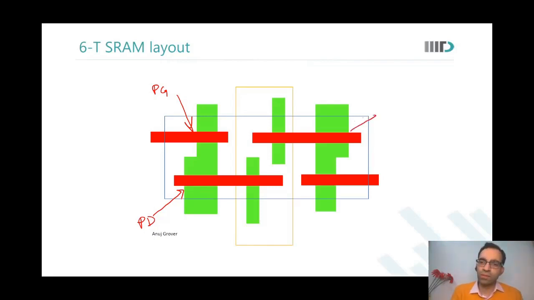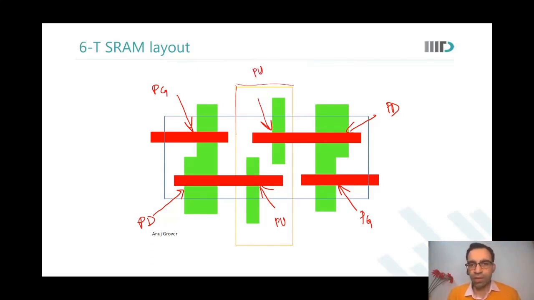What about this one? That is the Pulldown. Okay. About this one? Passgate. What about this one? Pullup. So this is the envelope in which they are. What about this one? That is also Pullup. This is the Pullup. And over here, I have also shown in cartoon form that Pullup is still smaller than the Passgate.